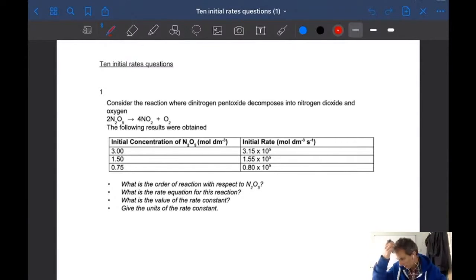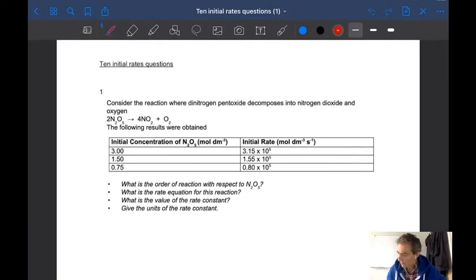Okay, so the first question is quite a straightforward one. We've only got one reactant. We've got to pretty much do the same for all of these questions: work out the order with respect to the reactants, with evidence obviously, work out the rate equation, work out the rate constant value and give the units for the rate constant. So all of the questions follow the same sort of pattern, but they gradually get more complex.